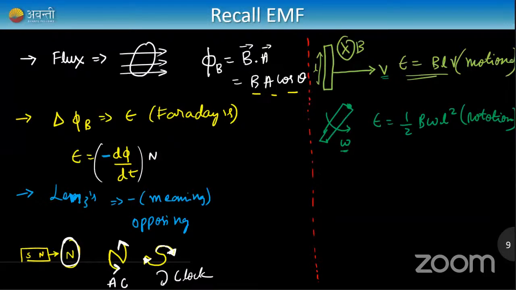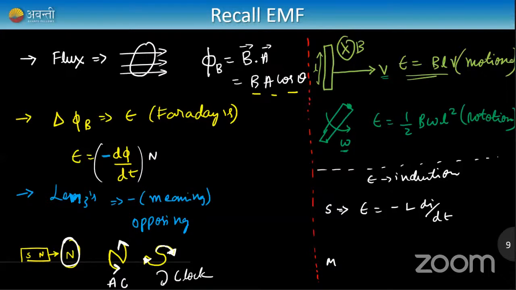Later on, we went and saw EMF due to induction. There are two kinds of induction, right? One is self-induction, the other is mutual induction. The formula for self-induction is E is equal to minus L di by dt, and the formula for mutual induction is EMF is equal to minus M di by dt.